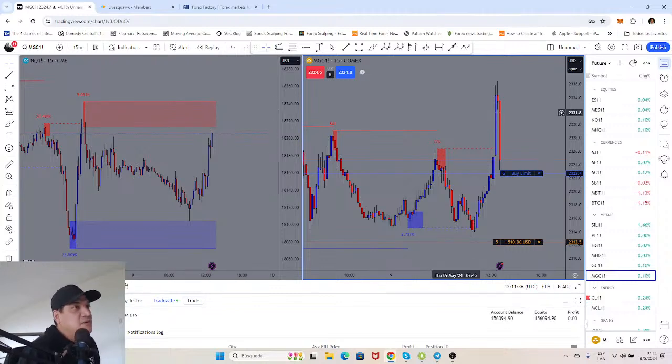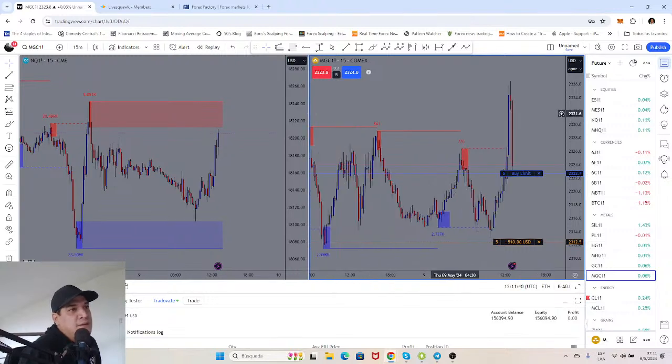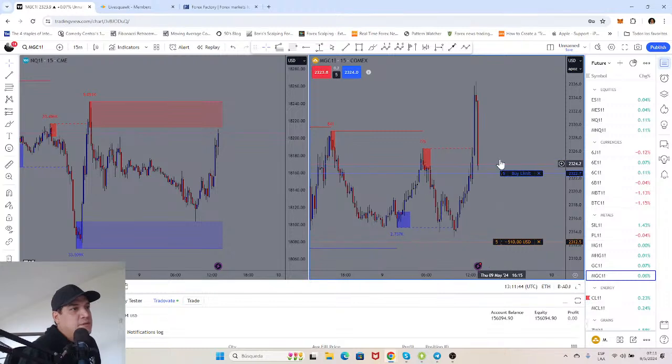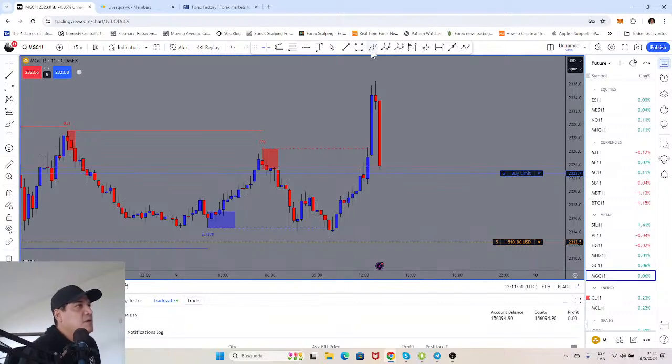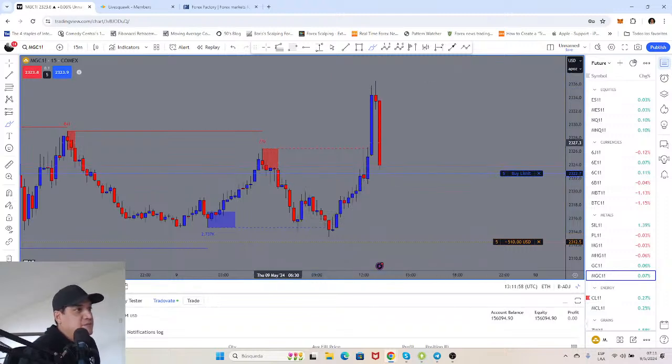So I'm looking for gold longs right now. I have my buy limits. It's pretty obvious, right? So here's that range that we were trading on. We liquidated the lows and then we broke to the upside. So I'm looking for longs and longs only today.